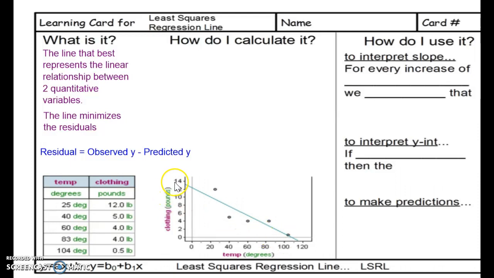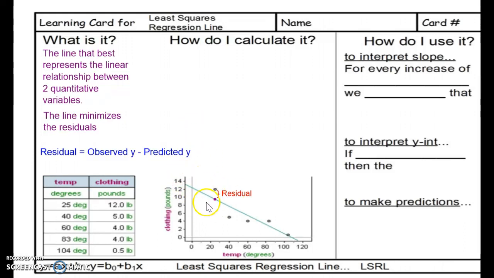Now, what is the predicted value? Well, the predicted value for a least squared regression line is the value that is on the line itself. So this little purple dot is the predicted y. And this dot right here above it is the observed value of y. So the difference between the two, the observed y minus the predicted y, that is the residual. So this distance between those two right there, that is the residual.